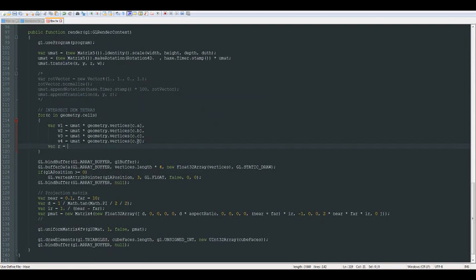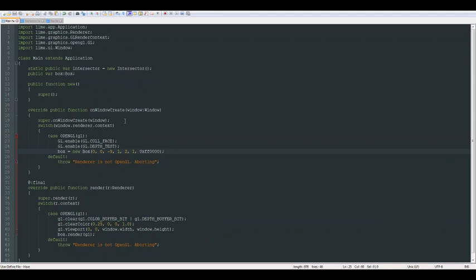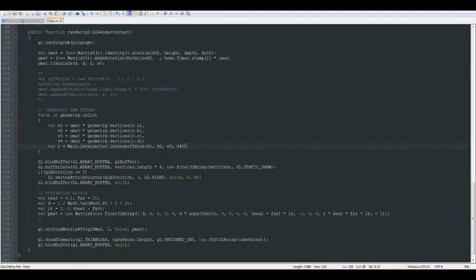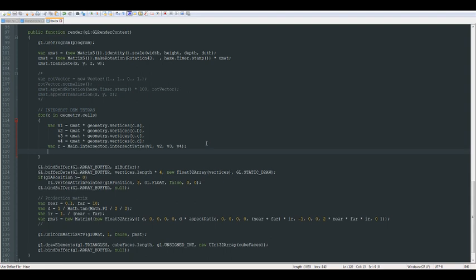So R will be an array of floats, and it will be main.intersect, intersect tetra, okay, 1, 2, 3, 4, yeah, I did call it that, right, intersector, yeah, okay, alright. So R is our array.